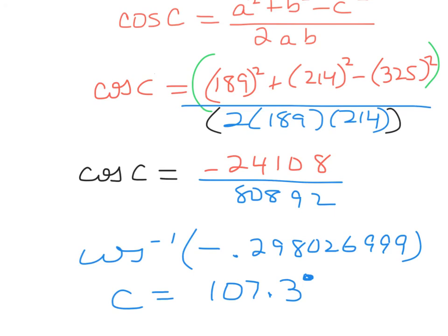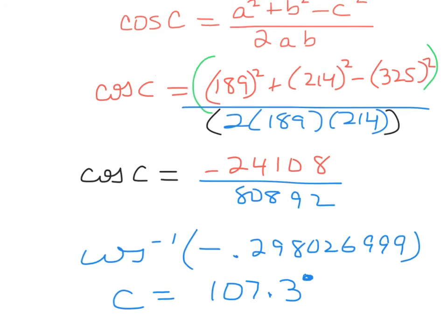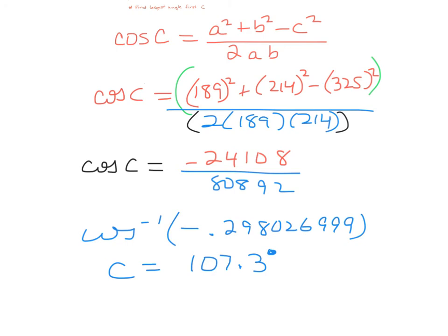So again, when we're doing the side, side, side, we should be finding the largest angle first. That's why I solved for C. Next, I'll do law of sines for the smaller, which is angle A. Everybody good on the cosine part? Next, we'll do law of sines, and I'm going to do angle A.